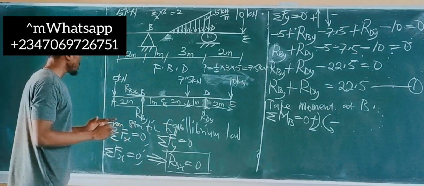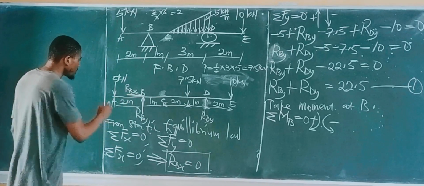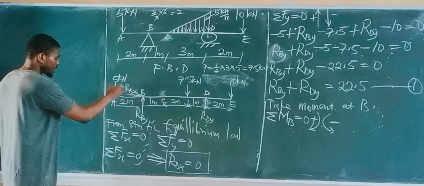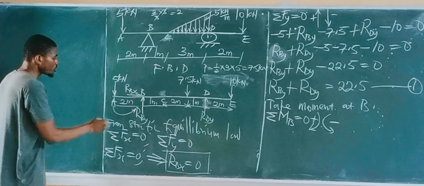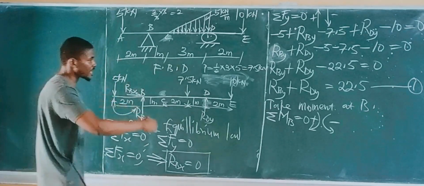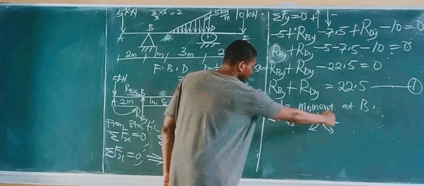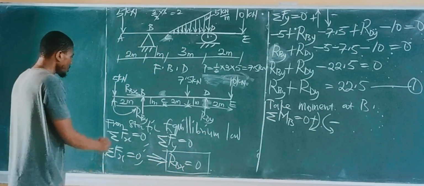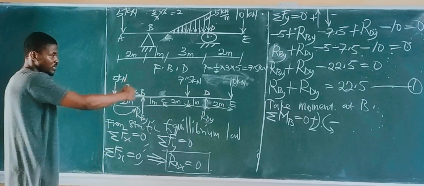So if we do that, we now have to take moment of every other force about point B. The moment of this force about point B: this force is acting downwards, it will move all the way from this side to get to point B, which goes in the anti-clockwise direction. We said anti-clockwise is negative. So the moment of this force about point B is negative because it's in the anti-clockwise direction.